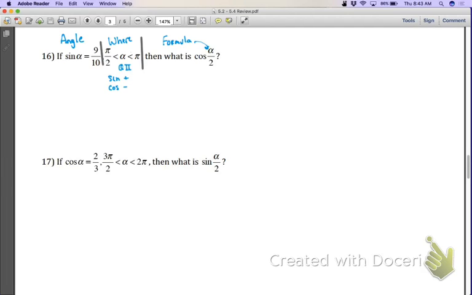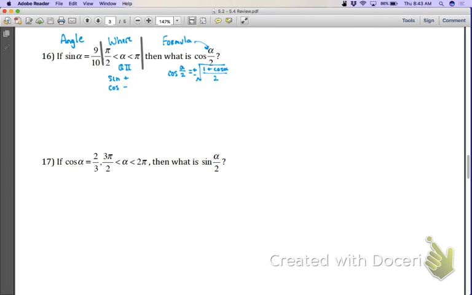So if that's the formula, I'm going to go ahead and write it out first, and then I'll come back and do everything else. If I'm going to use the half angle formula, there's only one option that I have. So it's going to be cosine of alpha over 2 is equal to the square root. It's either going to be a plus or a minus. I've got to figure that out in just a second. 1 plus cosine of alpha all over 2.